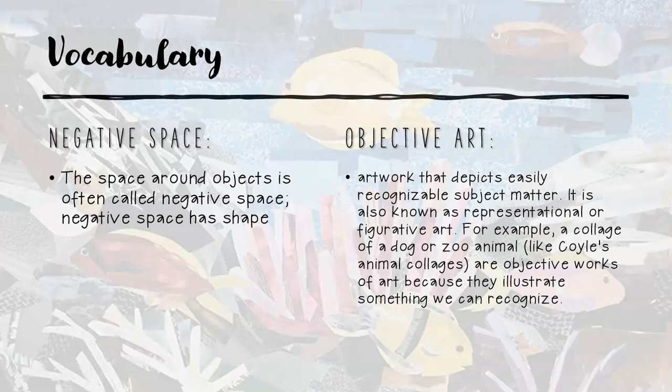Vocabulary, again, some negative space. This again is a repeat of something that we already talked about with negative space, but negative space is the space around objects and it has shape.